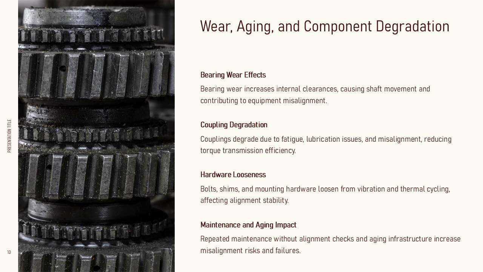In older equipment, repeated maintenance interventions without proper alignment verification can further compound the issue. Aging infrastructure, such as corroded baseplates or fatigued foundations, also contributes to alignment instability. Recognizing wear-related misalignment emphasizes the need for periodic alignment checks as part of preventive and predictive maintenance programs. Proactive replacement of worn components and systematic verification of alignment help extend equipment life and prevent unexpected failures.